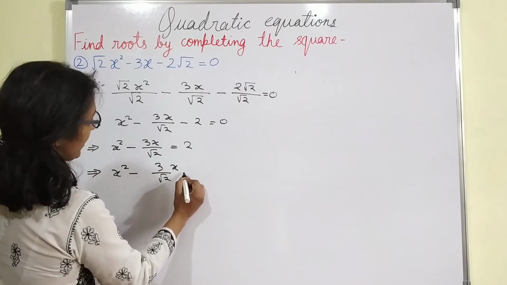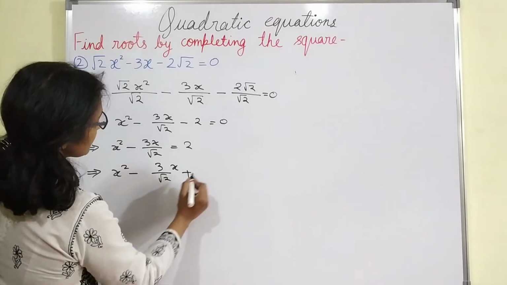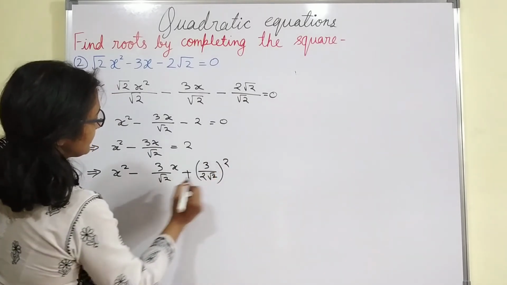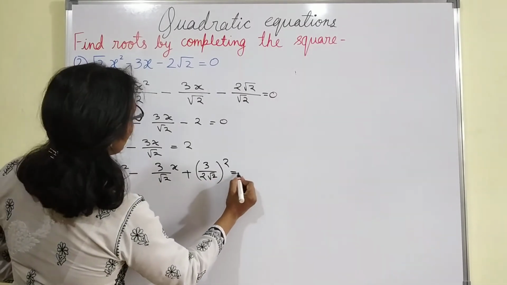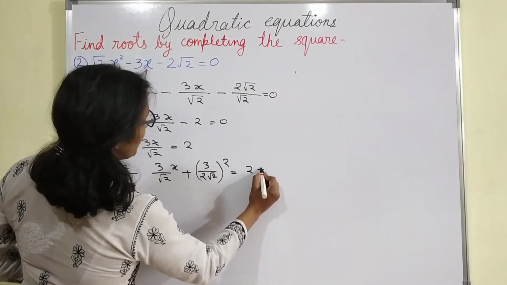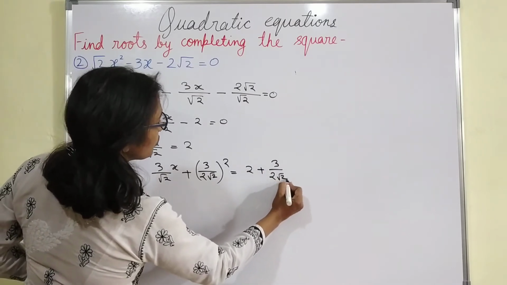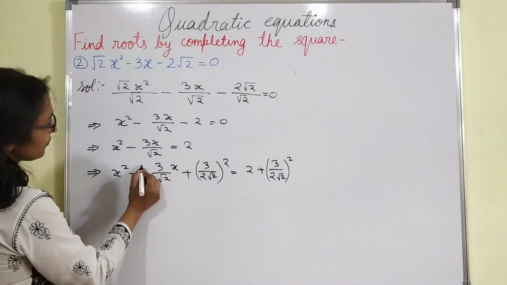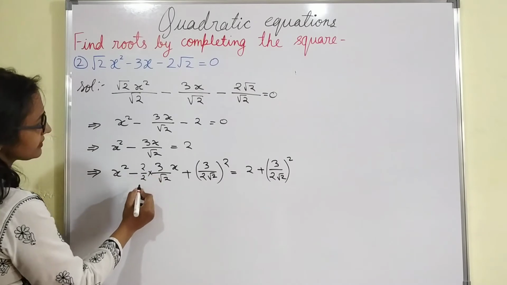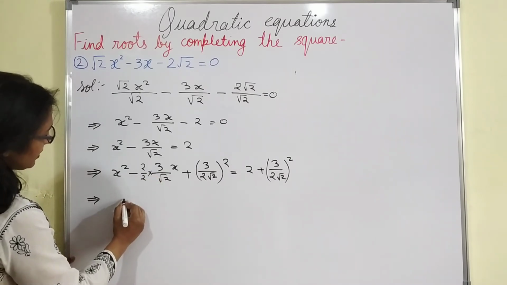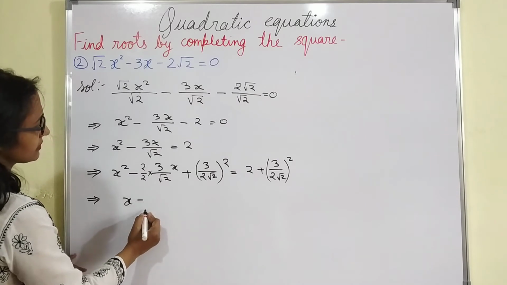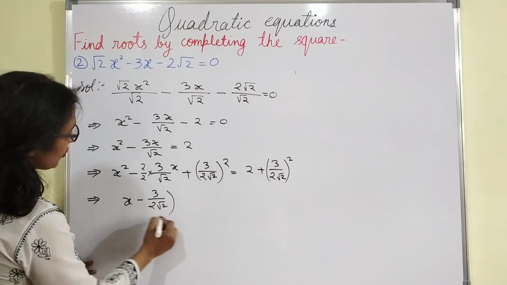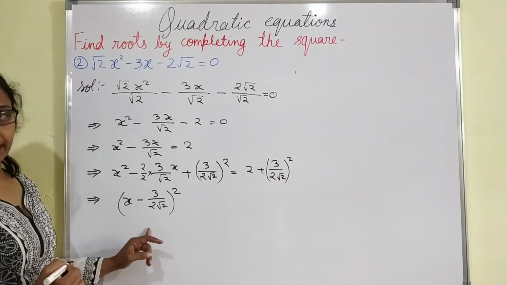Now the next step is adding half of the square. Half of the square means 3 upon 2 root 2. Adding half of the square of the middle term on both sides. If I multiply this and this here, it will become x minus 3 upon 2 root 2 whole square. This is the identity.